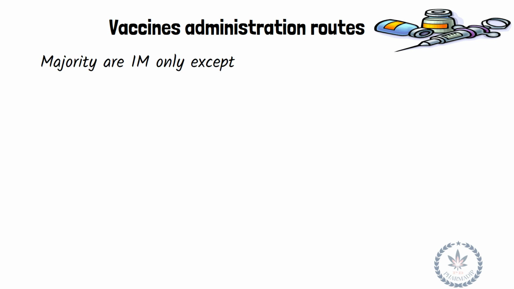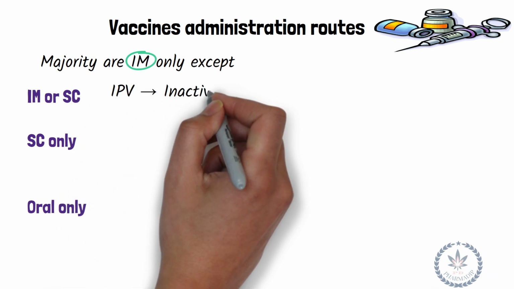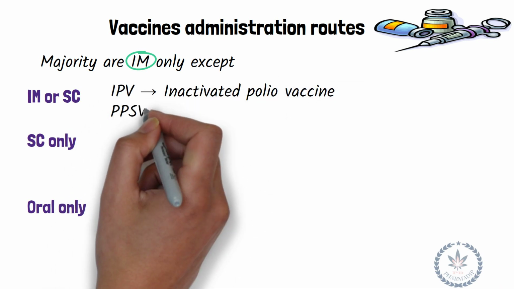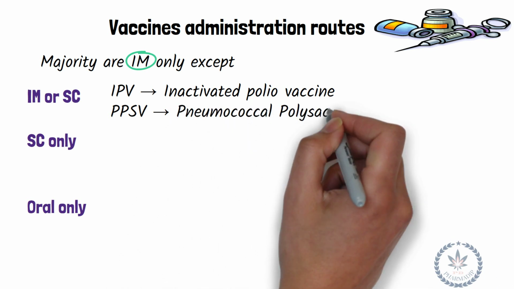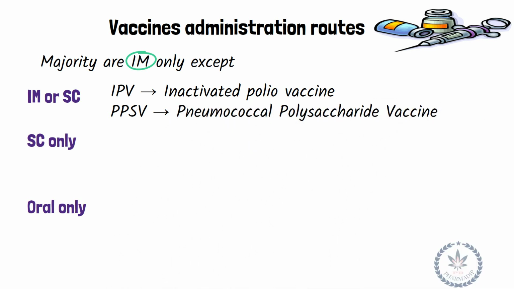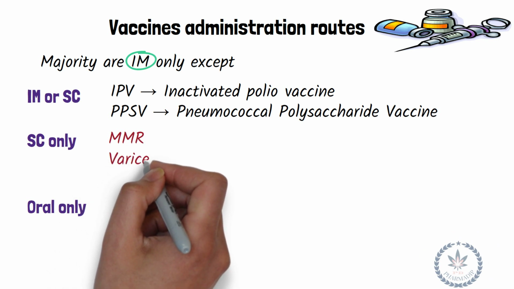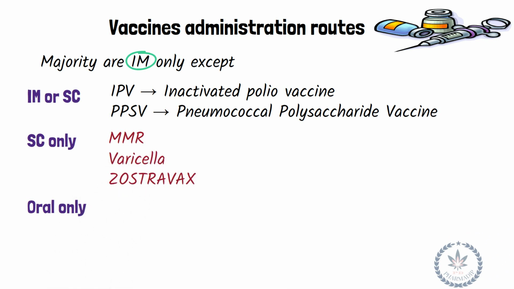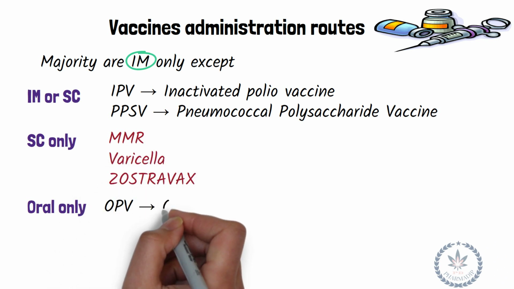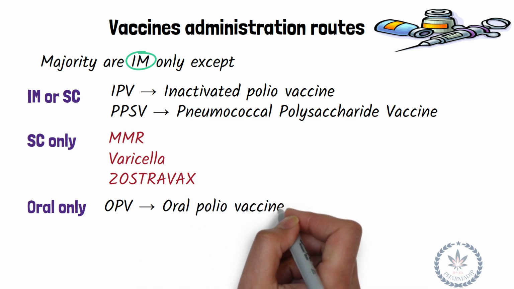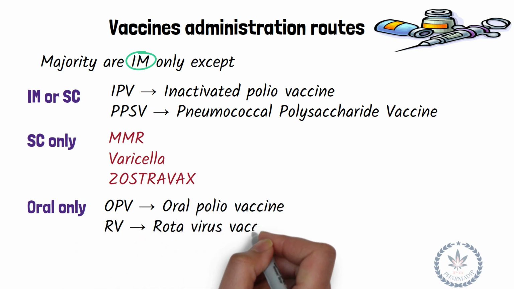Vaccine administration routes. The majority are intramuscular only, except intramuscular or subcutaneous: IPV, inactivated polio vaccine, and PPSV, pneumococcal polysaccharide vaccine. Subcutaneous only are MMR, varicella, and Zostavax. Orally administered are OPV, oral polio vaccine, and RV, rotavirus vaccine.